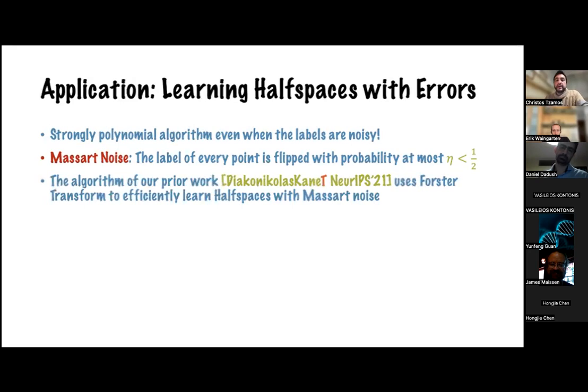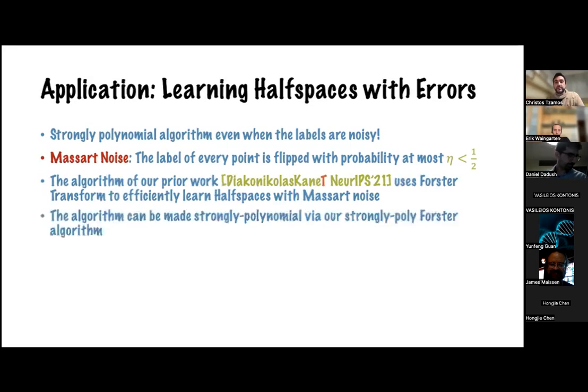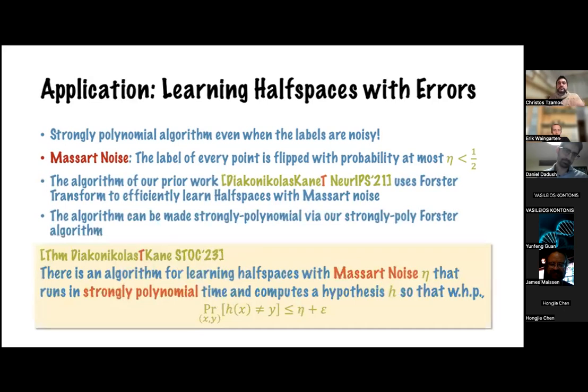And in fact, our prior work with Elias and Daniel uses this idea of Forster transform to efficiently learn half spaces with Massart noise. And in fact, all the steps of this algorithm are strongly polynomial, apart from the part that we were missing: we didn't know how to compute the Forster transform efficiently in strongly polynomial time. Now, by directly plugging in our algorithm, we obtain a strongly polynomial time learner for half spaces under Massart noise.